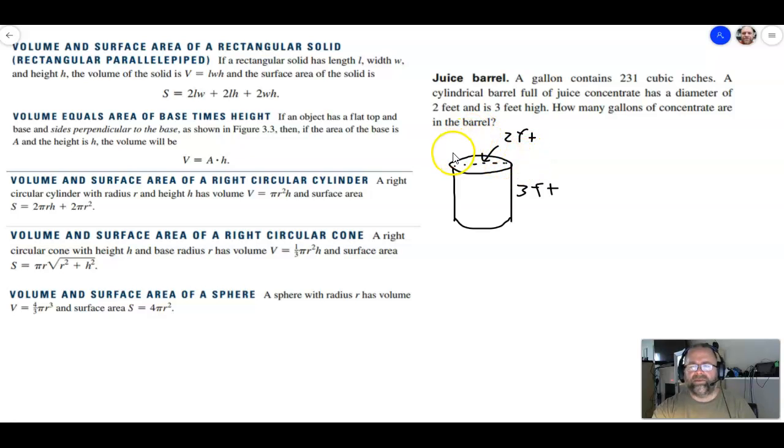Now we have 3 different units going on here, right? So we're going to have feet, we're going to have inches, and we're going to have gallons. So we're going to need to do some conversions at the end here. I just want you to keep that in mind.